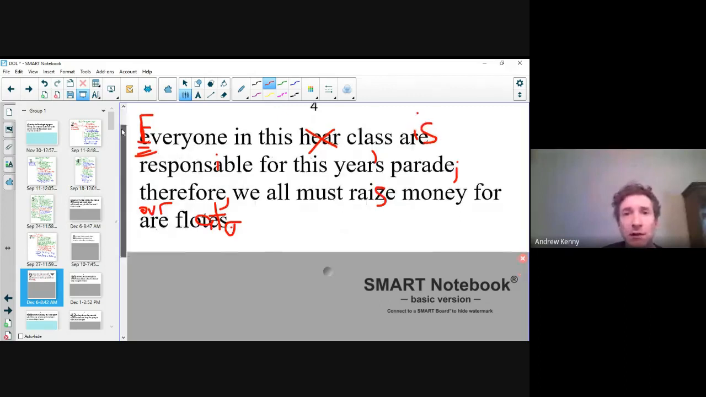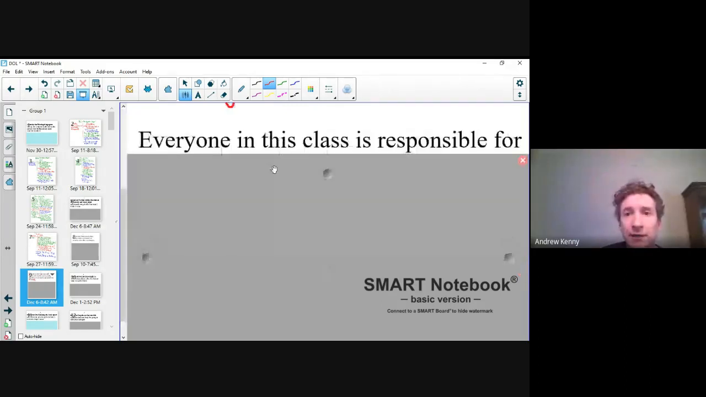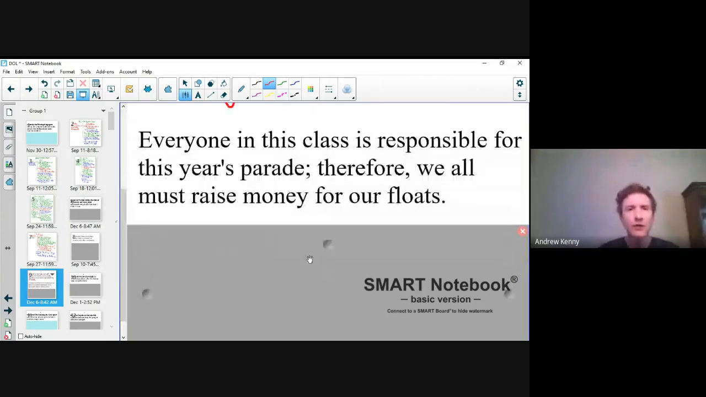Best way to find out, let's look down, and let's take a look at the correct sentence, and let's see if we did it all. So we have, everyone in this class is responsible for this year's parade. Perfect, semicolon. Therefore, comma, we all must raise money for our floats. Perfect. All spelling words are fixed. All words that are misused are fixed. Our punctuation is fixed. We put a comma where it belongs. We have our semicolon and our period where it belongs.